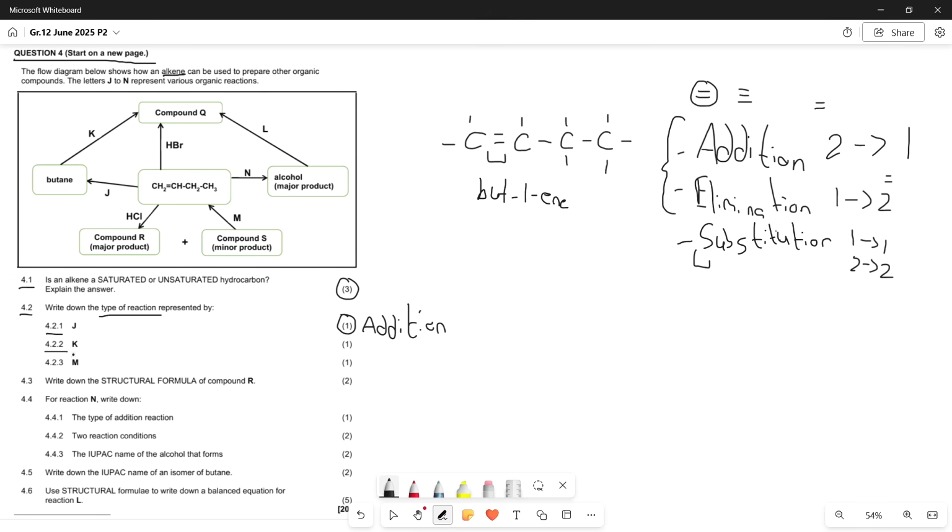And then 4.2.2, so the type of reaction represented by K over here. So K is from butane to compound Q.